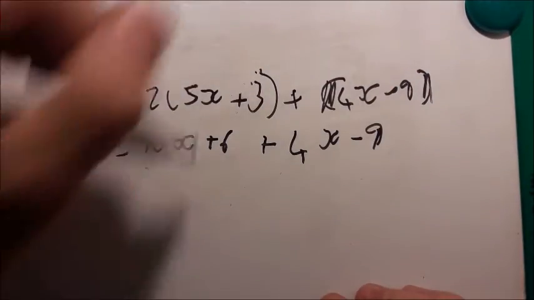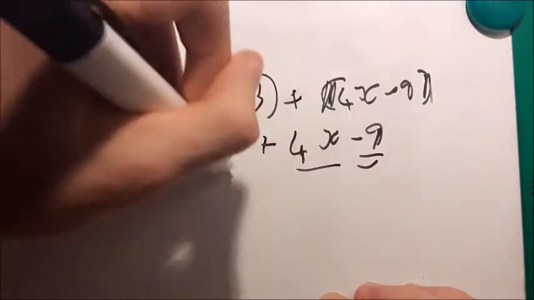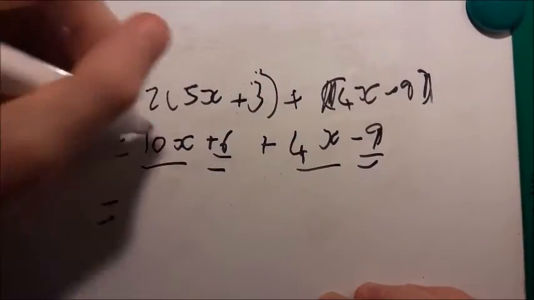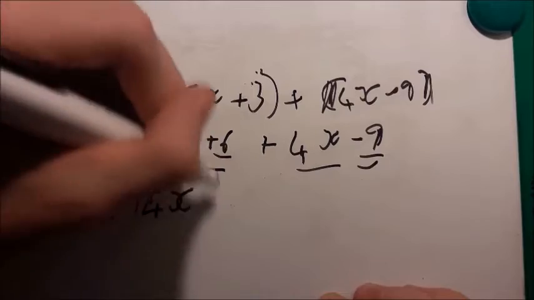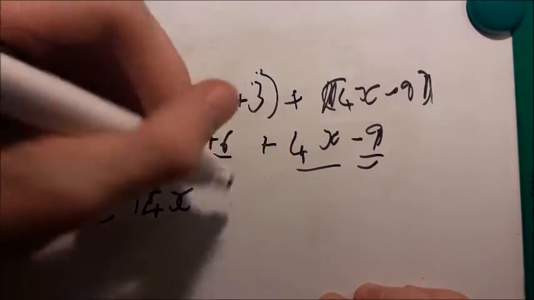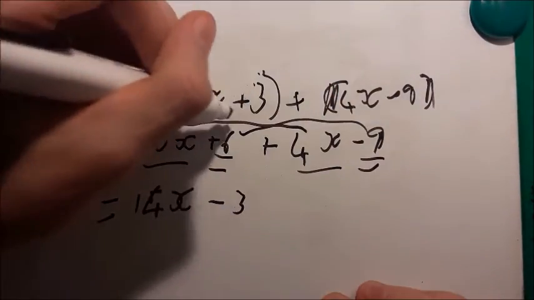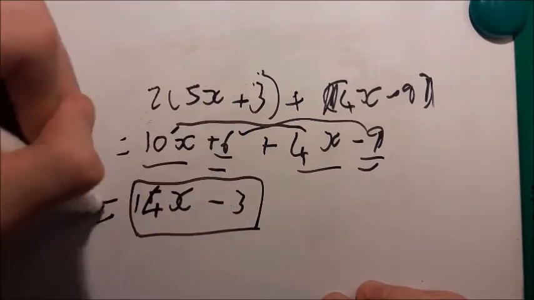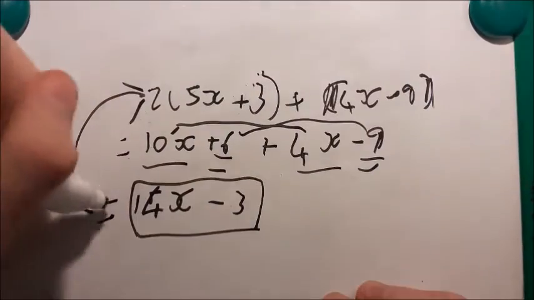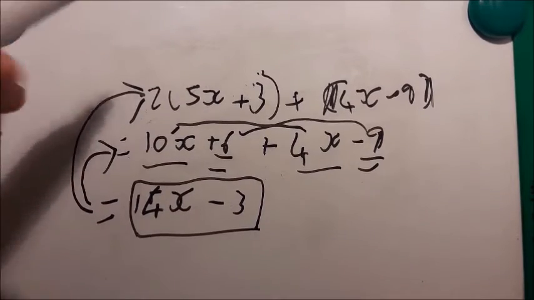Now, which ones are like terms? 4x and 10x both contain x, while 6 and minus 9 don't. So those two are similar. Then we can say that 4x plus 10x is 14x, and then plus positive 6 minus 9 is equal to negative 3. So we basically just added those two similar terms together, and then we get this. This is much simpler than what we had in the beginning, and it is definitely much simpler than we had over here as well. So as you can see, simplification helps a lot.